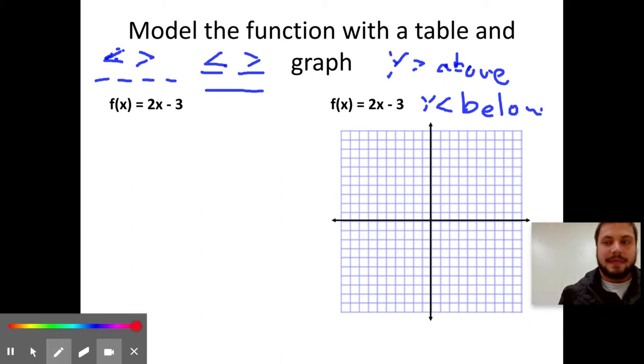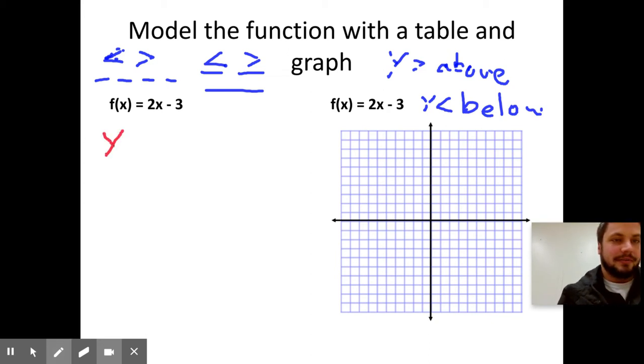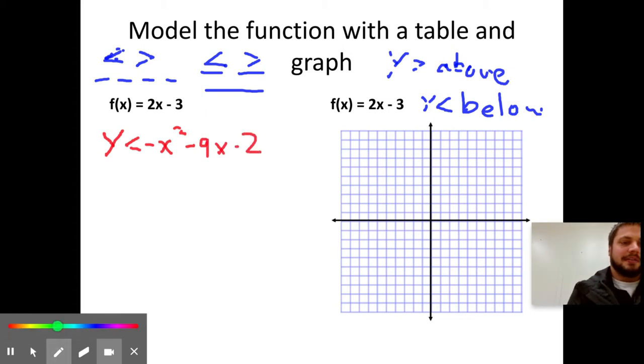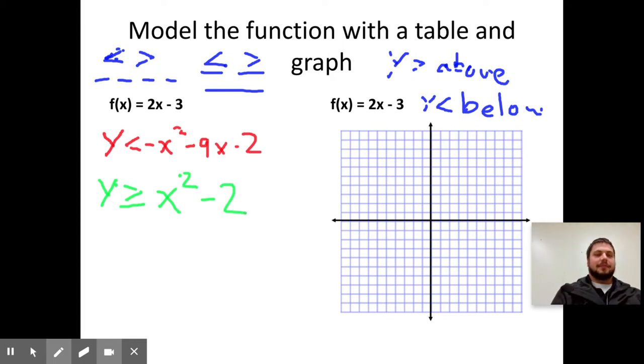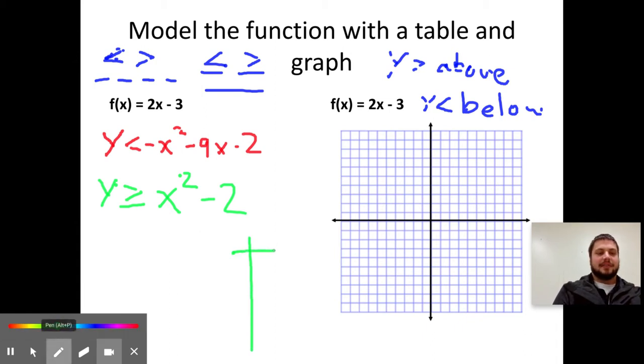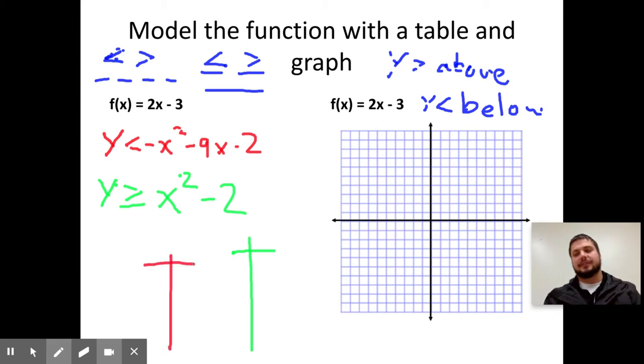Here, this is going to be a system of quadratics. They're both going to be quadratics. y is less than negative x squared minus 9x minus 2. And then we'll pick a different color here. I'll go green. We have y is greater than or equal to x squared minus 2. I'm going to have you create two t-tables off to the side of our graphs. I'll keep our colors coordinated to try to keep us organized.